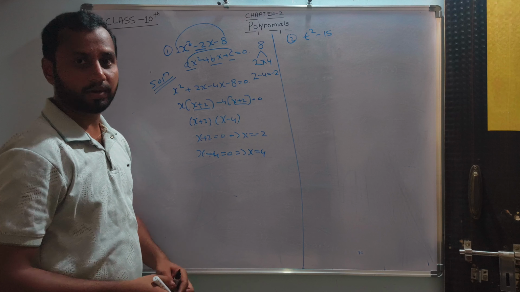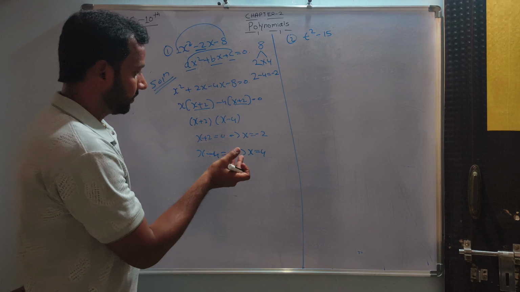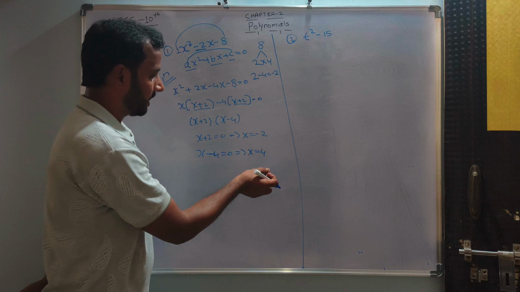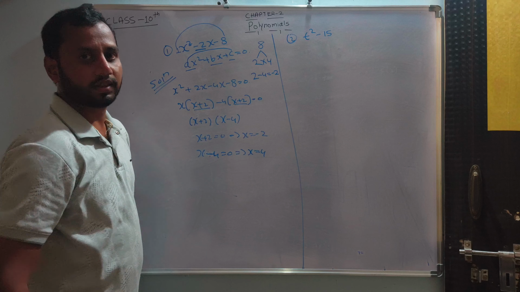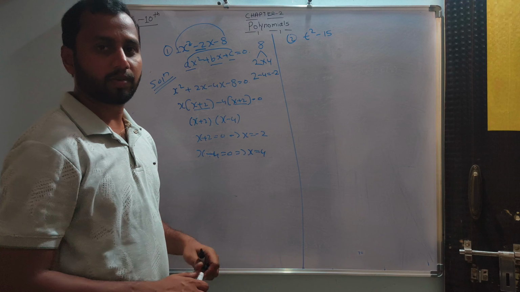So how many solutions did I get? 2. Because the degree is 2, the number of solutions I am getting is 2. If you substitute x value as minus 2 and x value as 4 in the given equation, the quadratic equation turns out to be 0. This is called the zeros of the polynomial.